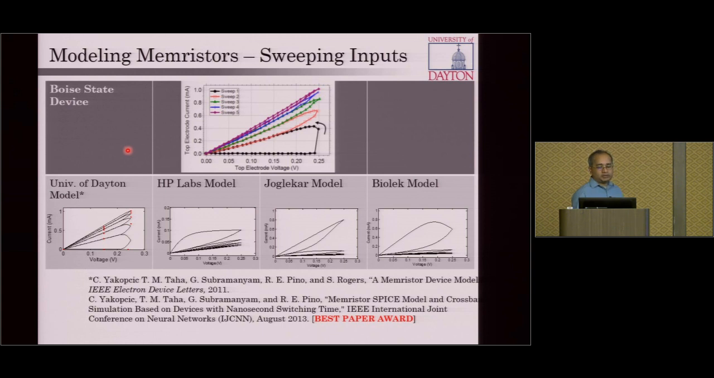So when we put these in SPICE, we saw that we were getting small changes in the first pulses and larger changes on subsequent pulses. So that led us to develop a new model. And so this model matches this device fairly well and also matches several other devices. Another benefit of the model is it's quite scalable.